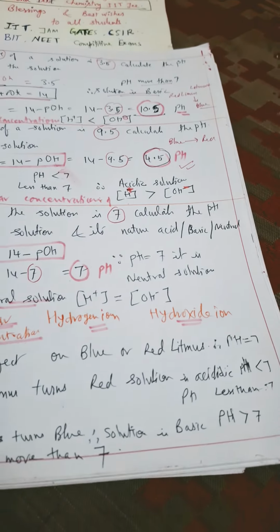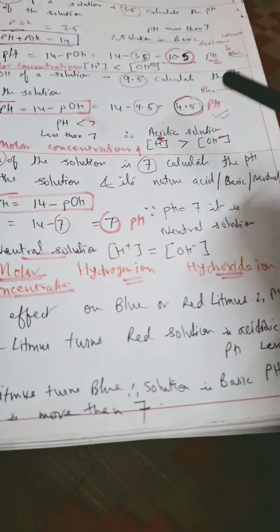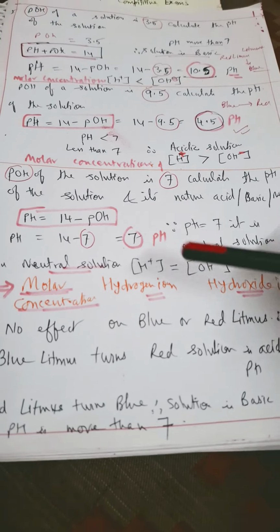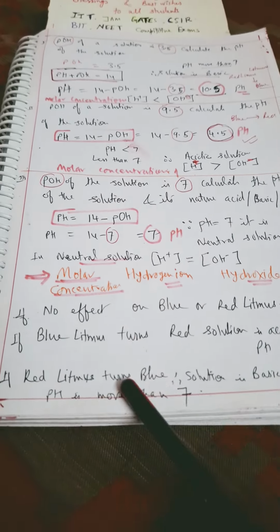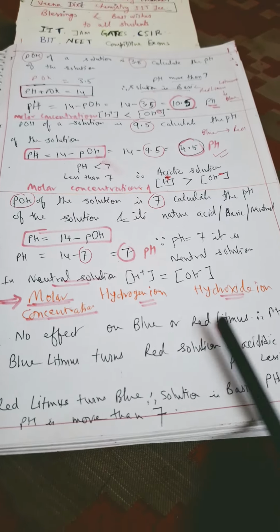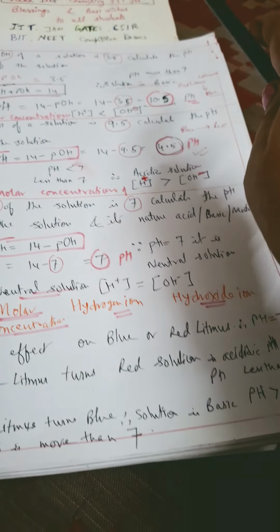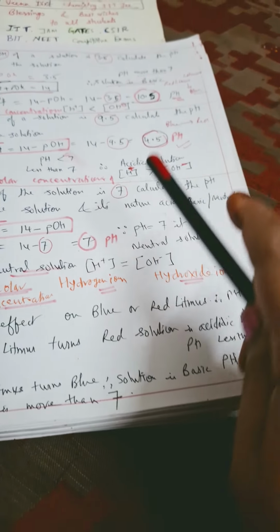Okay. So in this way we can say which is an acidic solution, which is an alkaline solution, which is a neutral solution, using litmus paper also. We verify that okay, this is a base, alkaline solution, this is acidic, and this is a neutral solution.